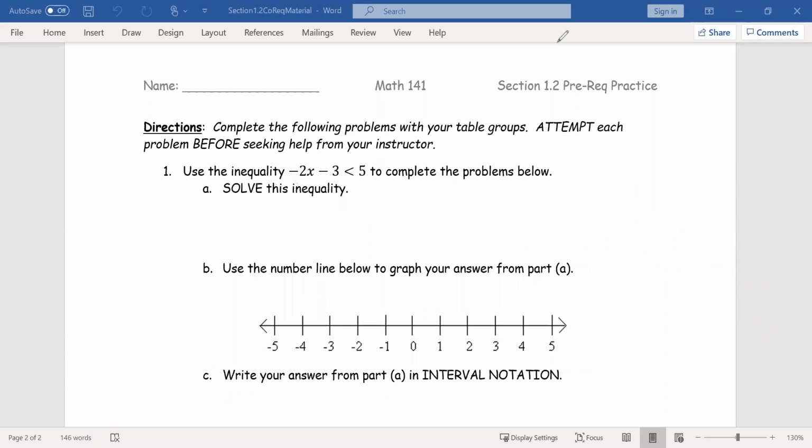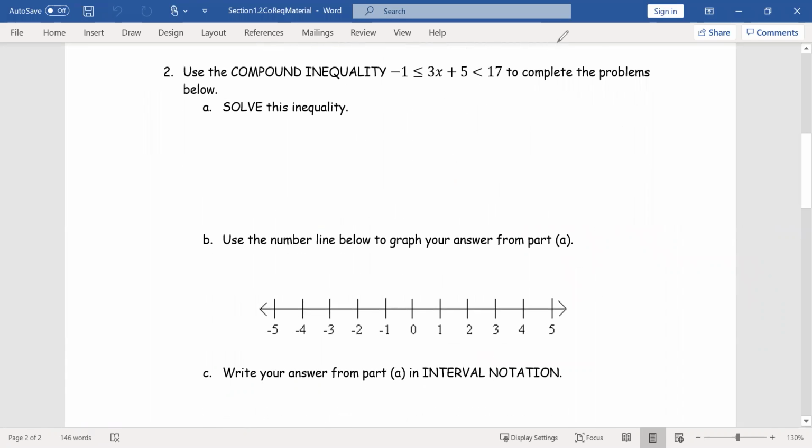All right, let's move on then to the next one. And now we have what's called a compound inequality. And it's called a compound because, as you notice, there are multiple inequality symbols here. So we're asked to solve this one.